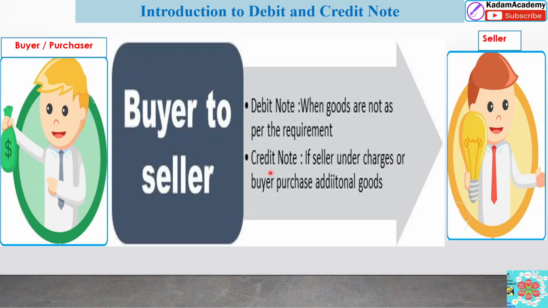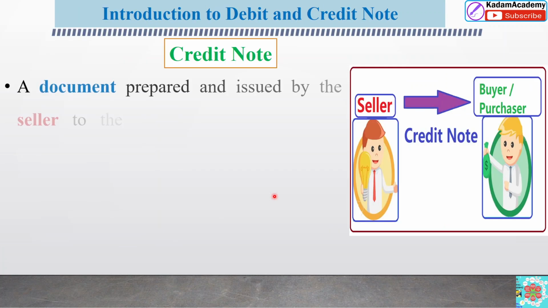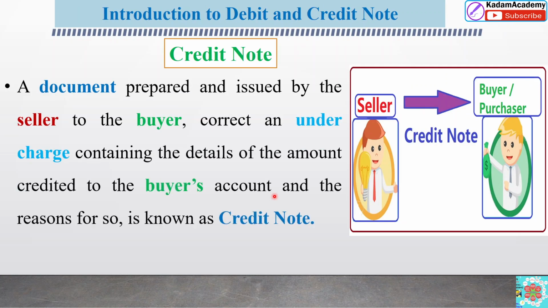But right now you are still confused. Seller to buyer, in this condition the seller has to give a credit note, informing the buyer of credit in account, or a debit note when the buyer is undercharged. Like these conditions are there. We'll see in detail, so don't close this video. See up to the end for a clear understanding.